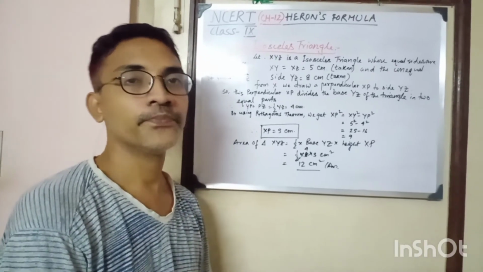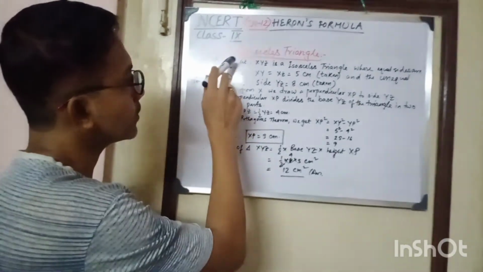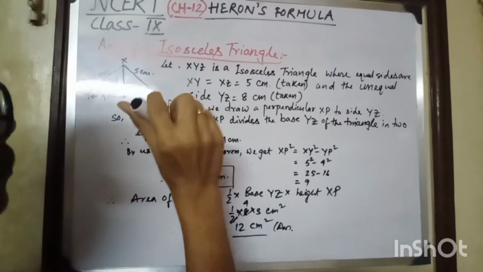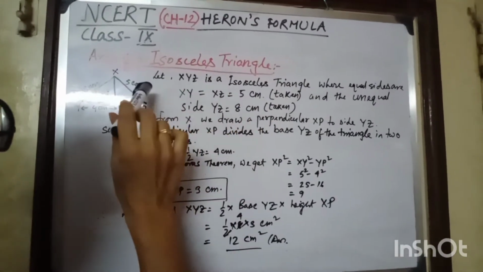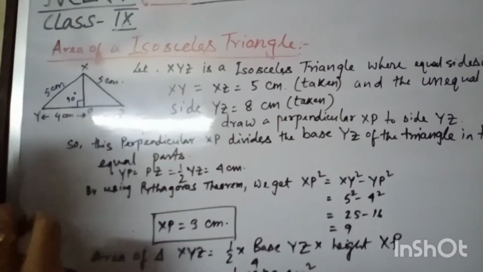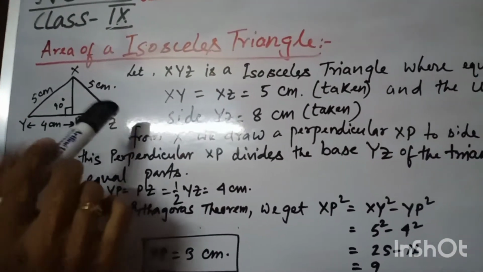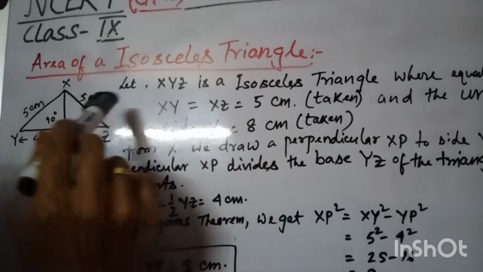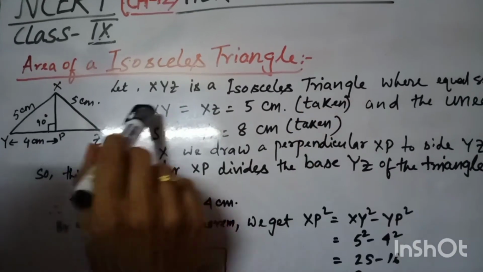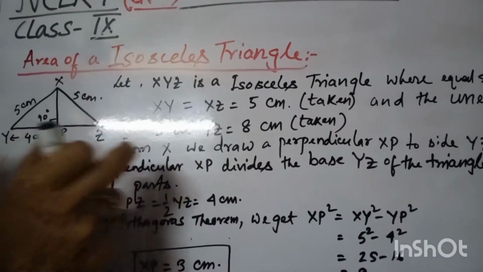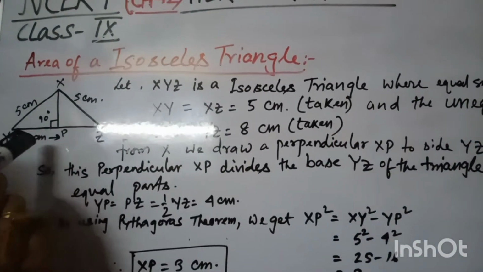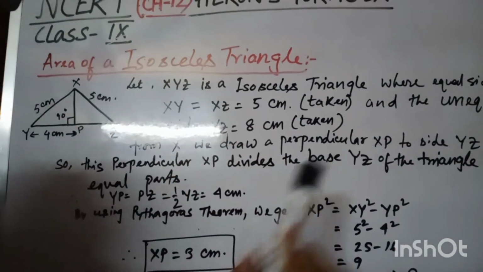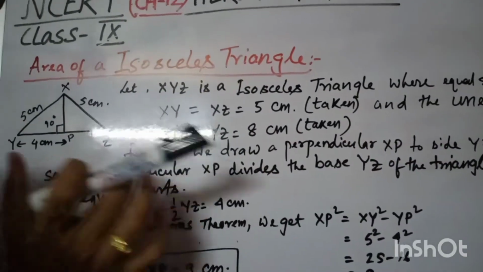Now I will show you how to find the area of an isosceles triangle. First, an isosceles triangle means the triangle having two sides equal and one side unequal. Here the triangle is XYZ that I have drawn, where XY is equal to XZ. XY and XZ are the equal sides in this triangle and YZ is the unequal side. Here are the values I have taken. The equal sides XY is equal to XZ is equal to 5 centimeter and the unequal side YZ is equal to 8 centimeter.